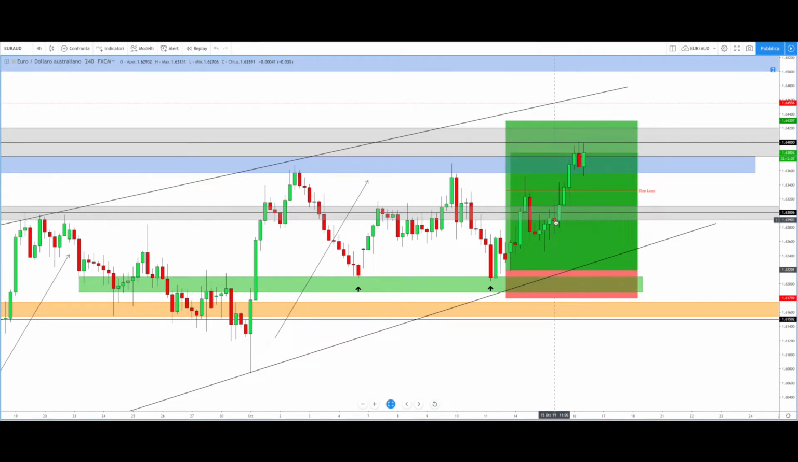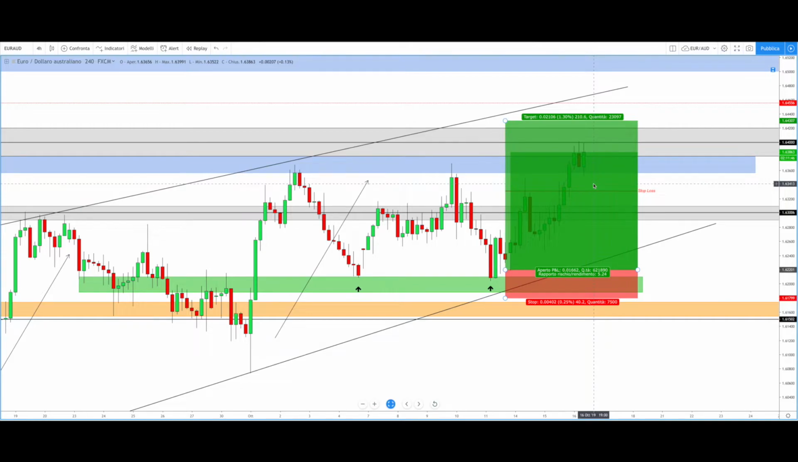But we can see that the price yesterday found the strength to break this key level 1.63 with this strong bullish candle, and from this point this was the first signal of a new bullish phase that brought the price this morning to touch 1.64 and brought our trade in profit around 160 pips.